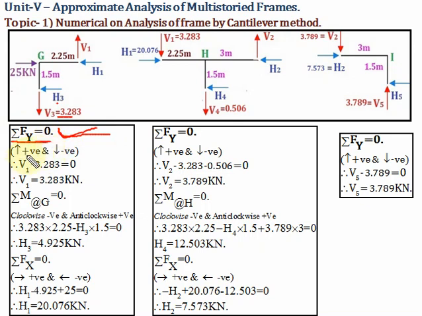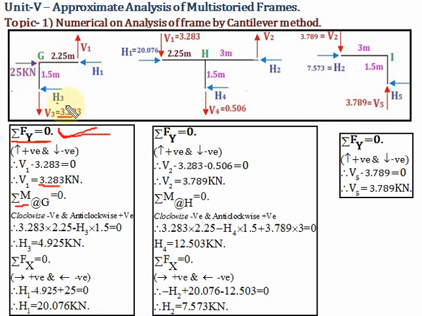Now consider upward force positive, downward force negative. What are the upward forces? V1, minus 3.283. So what value do you get for V1? It is 3.283.